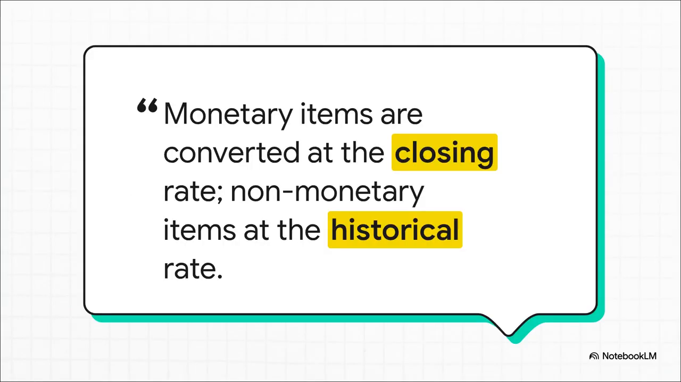But right here, this is probably the most important rule in the entire playbook. This is the secret sauce. You see, you don't use the same exchange rate for everything. The rules make this critical distinction. Monetary stuff, like the cash you have in the bank, gets converted at the current end-of-the-day exchange rate. But non-monetary stuff, like a factory or a delivery truck you bought years ago, gets converted using the historical rate from the day you actually bought it.